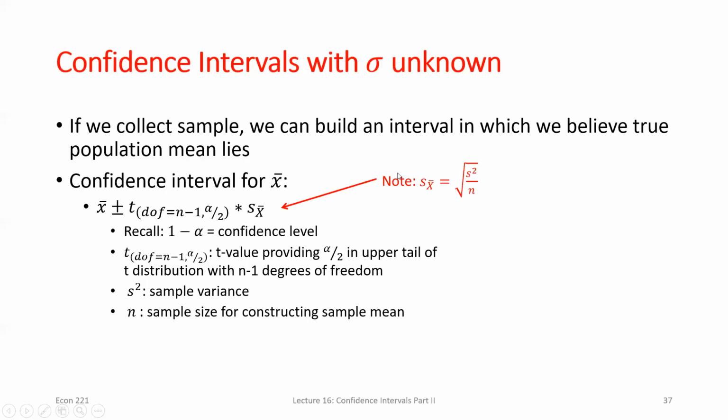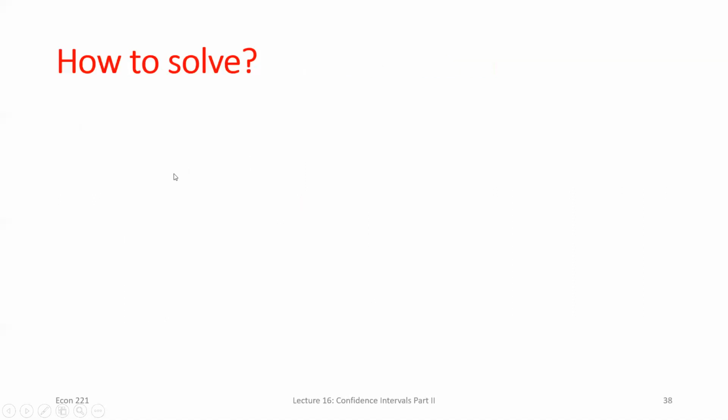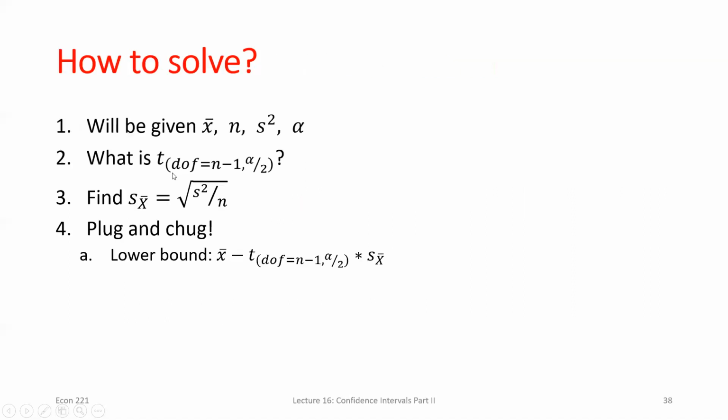If that's our setup, let's walk through a few examples. Our steps are really going to be the same as they were before. The only thing that is different is we use this student t value, and we notate the standard deviation a little differently because we're only using the sample variance.